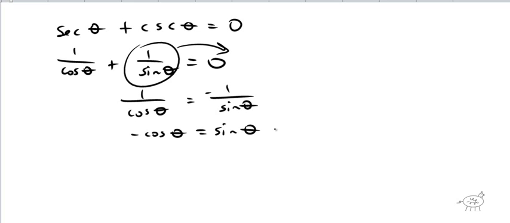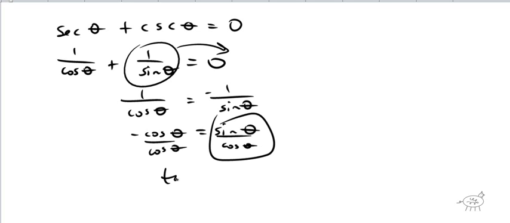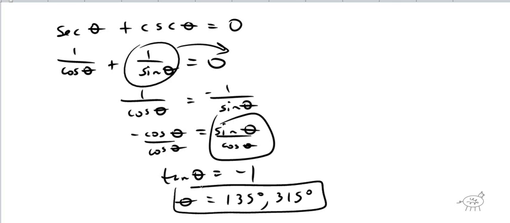And this looks similar to a problem we just did. I'm going to divide both sides by cosine of theta, and I wind up getting sine over cosine, so that's tangent of theta equals negative 1. Then let's do radians for this one. Well, isn't it in the second quadrant, which is 135 degrees, and the fourth quadrant, 315 degrees? And those are your 2 answers.